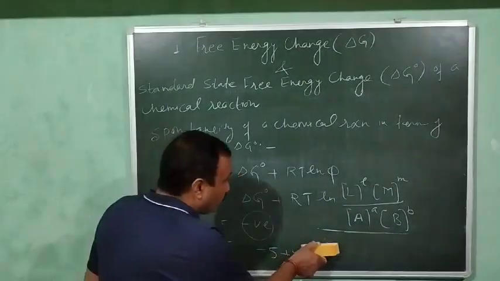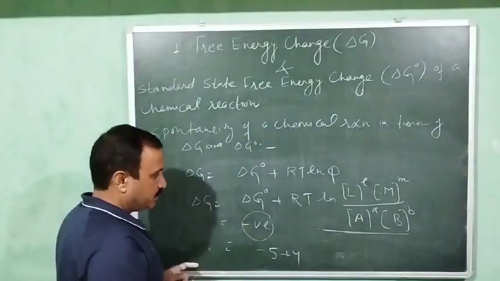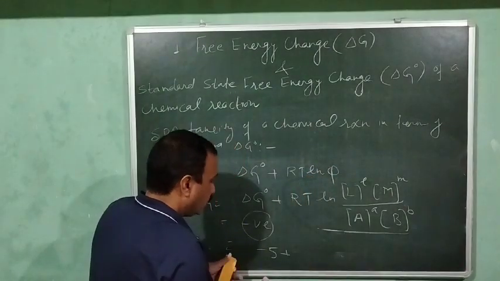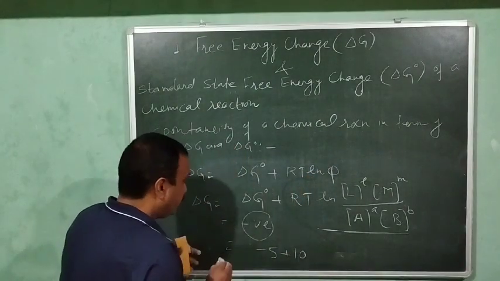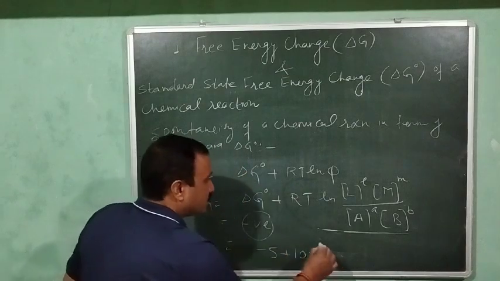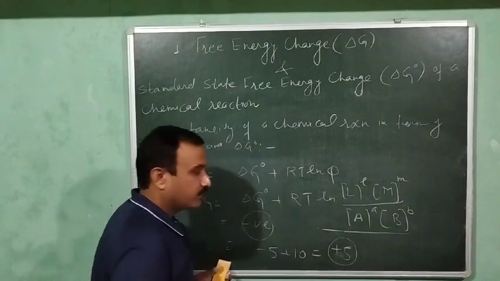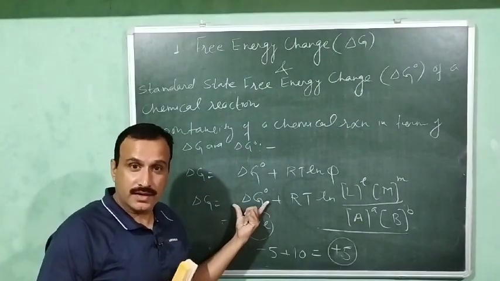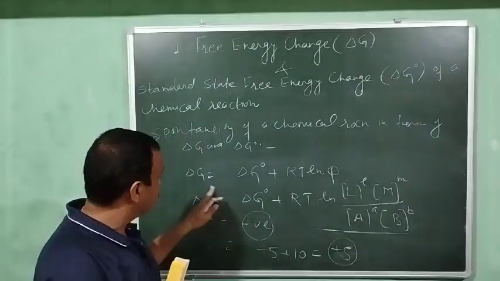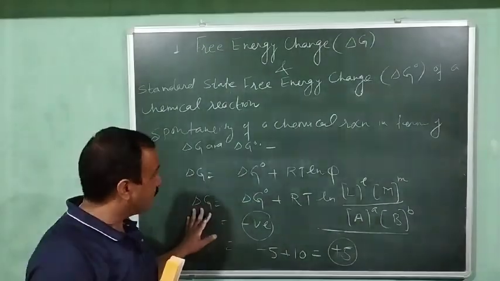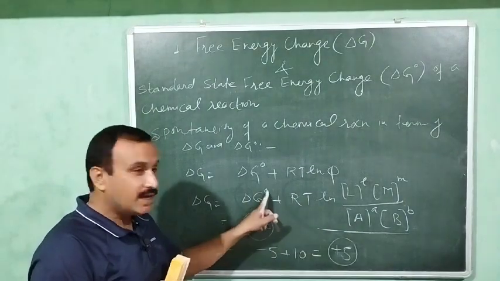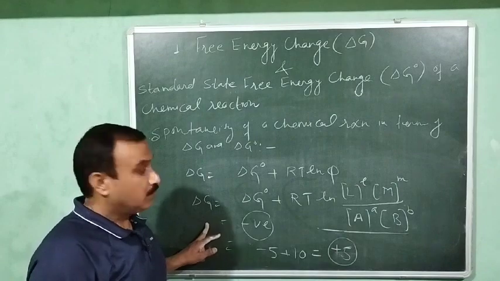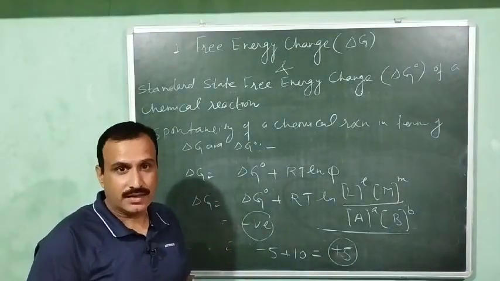Okay, what if the value of your delta G naught is minus 5 and the value of this term comes out to be plus 10? Then the delta G of this reaction will be positive. This means that this reaction is spontaneous under standard conditions, but it is non-spontaneous in some other condition, क्योंकि इसका डेल्टा जी पॉजिटिव आ गया, डेल्टा जी नॉट इसका नेगेटिव है. So this means that this reaction is non-spontaneous under some other condition but spontaneous under standard conditions.